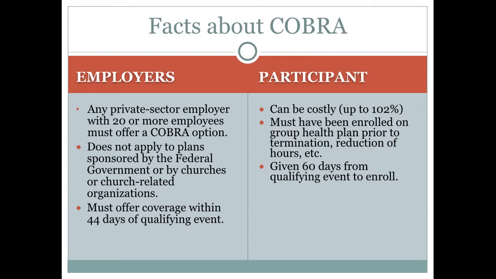For example, if your policy was terminated on April 1st, you would have until June 1st to decide to enroll on Cobra. If you decided to enroll on May 30th, your policy would become retroactively effective as of April 1st. So the participant must pay the monthly premiums for April, May, and then again in a couple days for June.